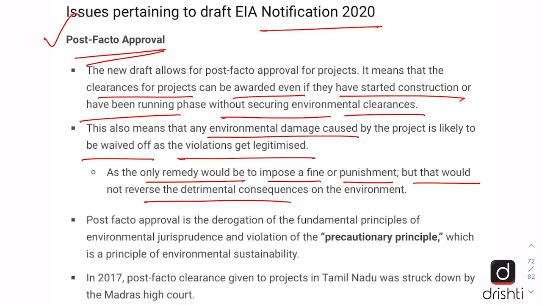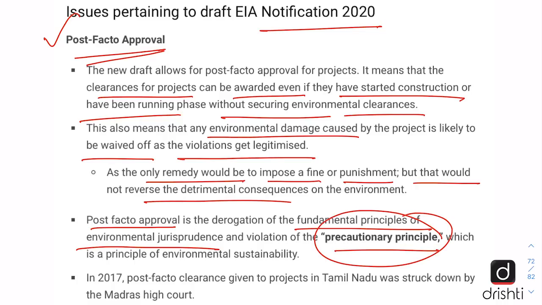More importantly, this post facto approval is a derogation of the fundamental principle of environmental jurisprudence and a violation of the precautionary principle, which is the principle of environmental sustainability. Also, in 2017, post facto clearances given to projects in Tamil Nadu were struck down by the Madras High Court.